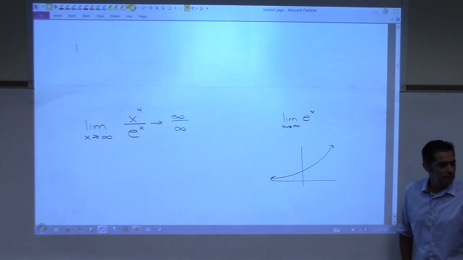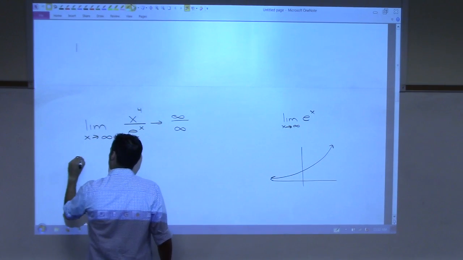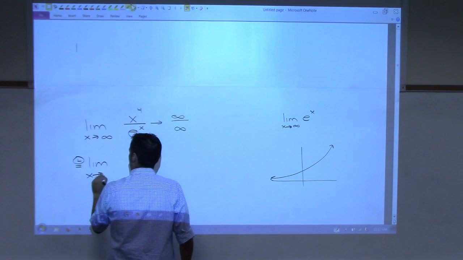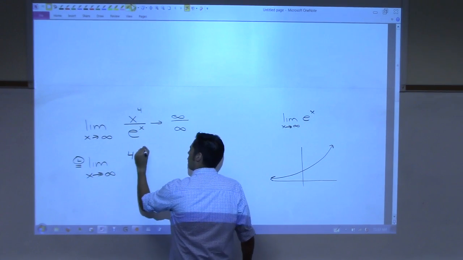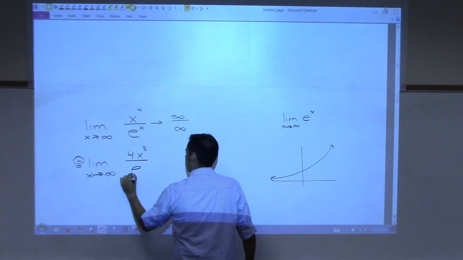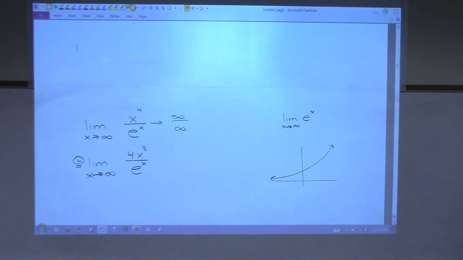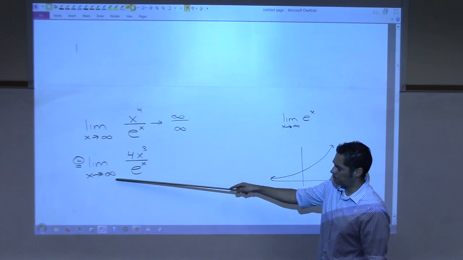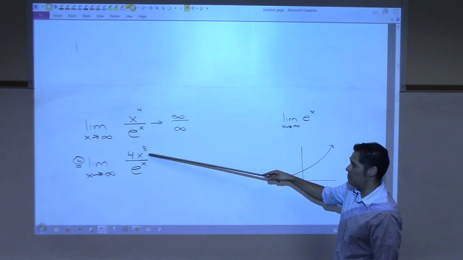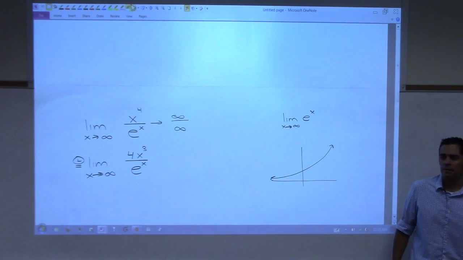So can I use L'Hopital? Yes. So I do L'Hopital's rule. And when I do it, I get on top 4x to the 3rd, and on the bottom, the derivative of e to the x is itself. Right? We still have the same issue, don't we? If we let x go to infinity, we're going to get infinity cubed times 4, it's still infinity over infinity again.